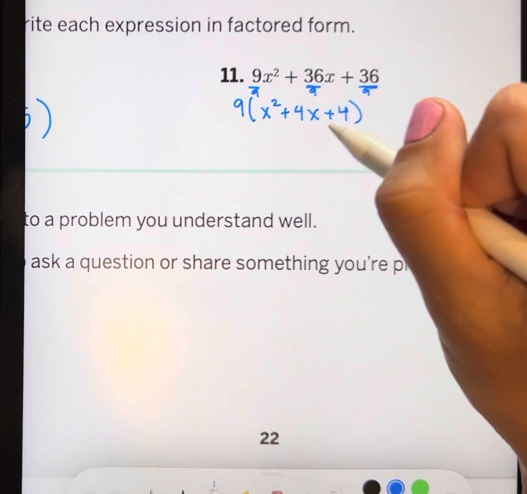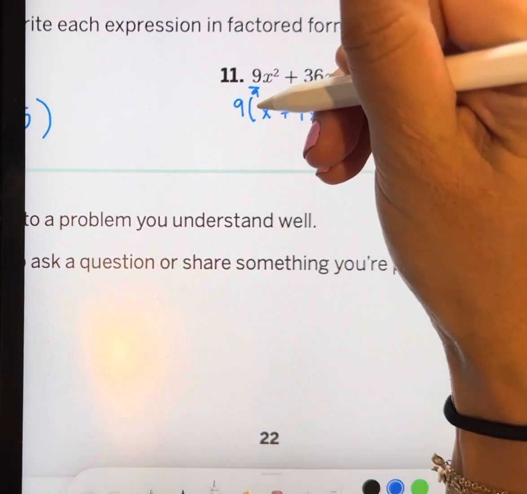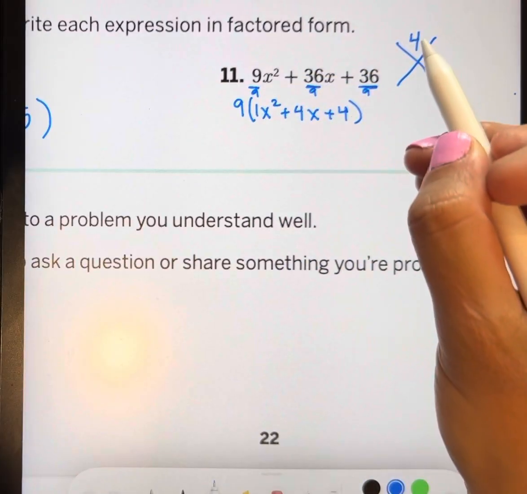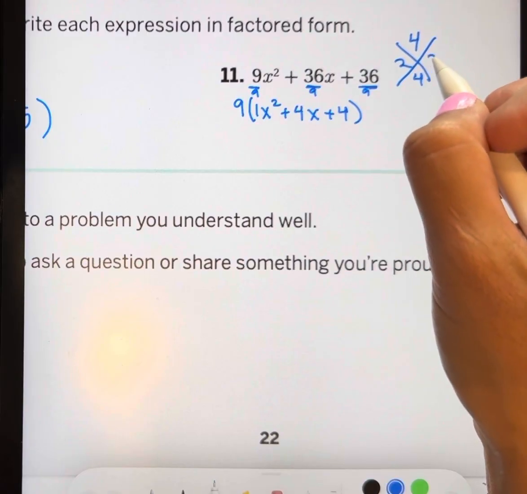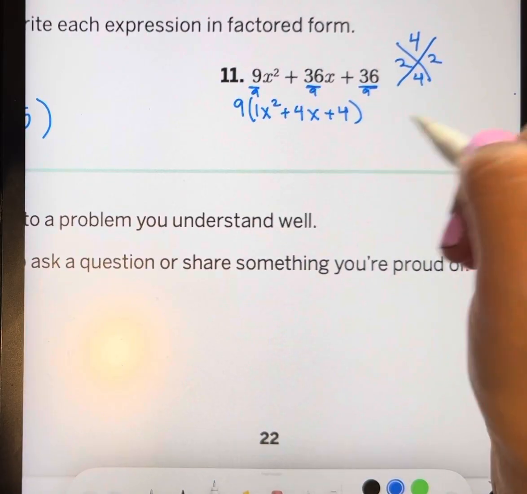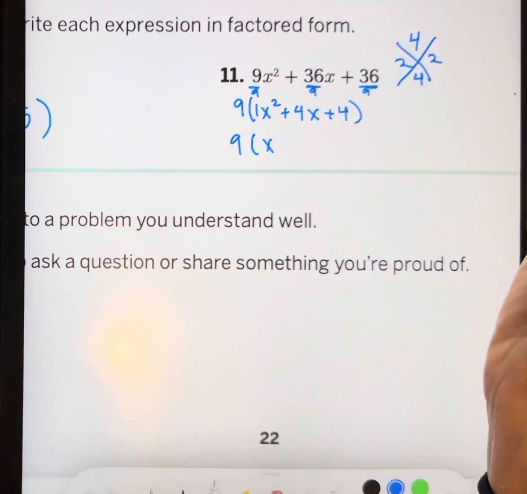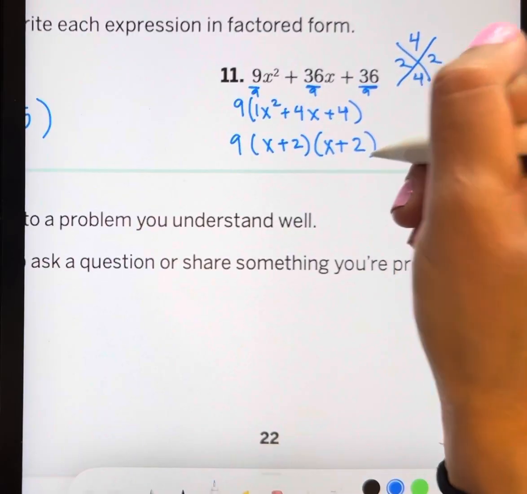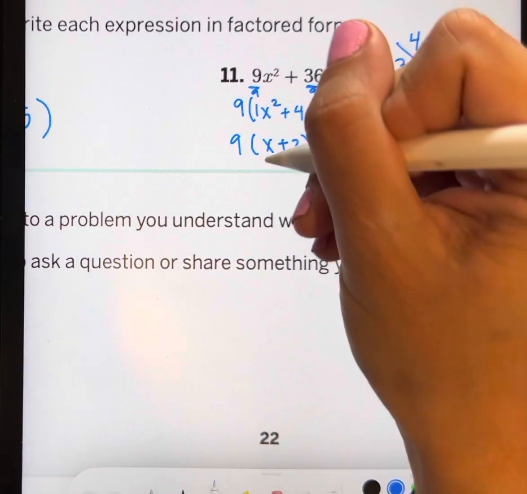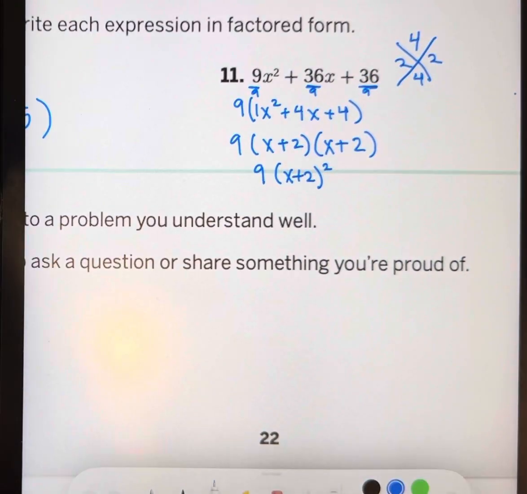And I can factor now what's inside these parentheses the same way. What multiplies to 1 times 4, but adds to 4? 2 and 2. And everybody's positive, so everybody's positive. 9, x plus 2, x plus 2. Okay, this can also be written as 9 times x plus 2 squared. Alrighty, that's all.